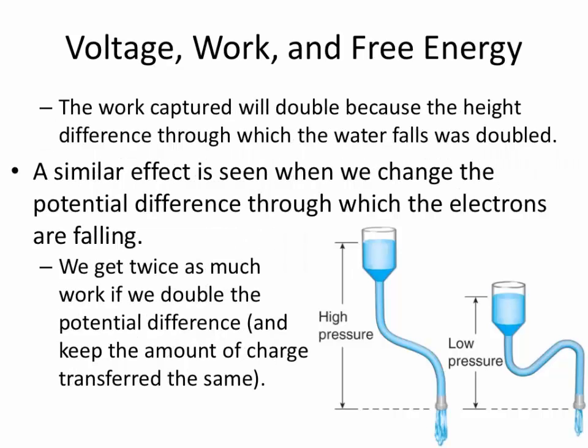The work captured will double when we have our height at 2 meters here instead of only 1 meter, because the height difference through which the water has fallen will double. Now a similar effect is seen when we change the potential difference through which the electrons are falling. That is, we get twice as much work if we double the potential difference, if we double our value of E, provided of course that we keep the amount of charge transferred the same.